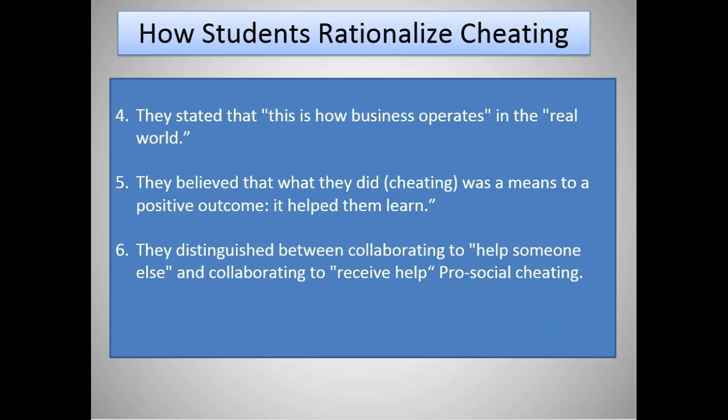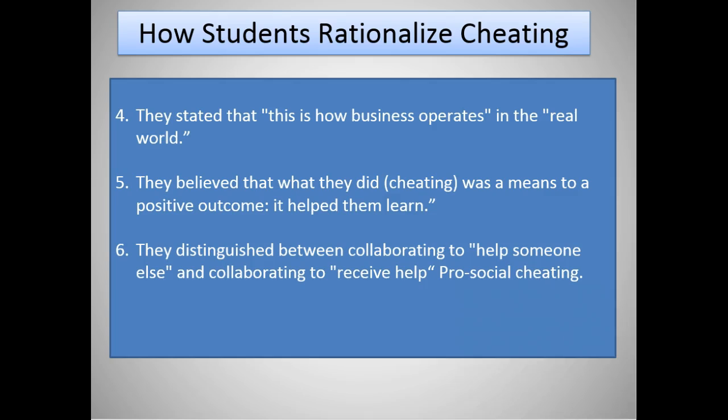Helping someone by offering help, offering guidance, even giving someone the answers, is perceived as less wrong than receiving help. And so again, that just may be the psychology of the way we parse out these moral issues. So let's just let that hang in the background.